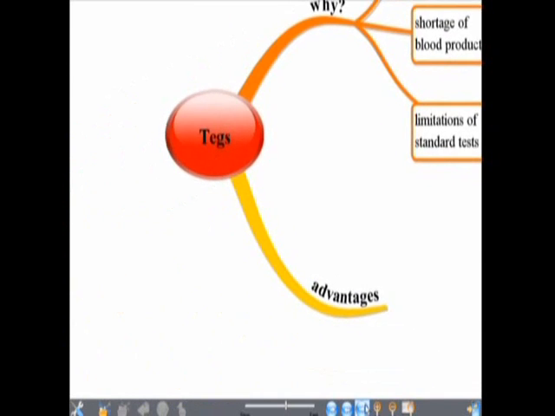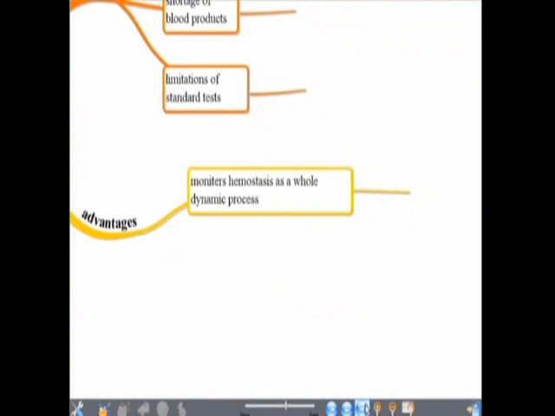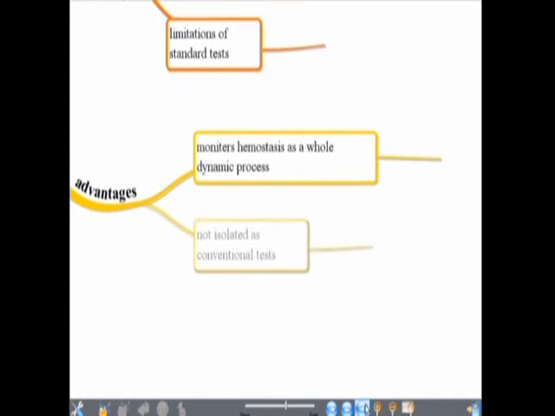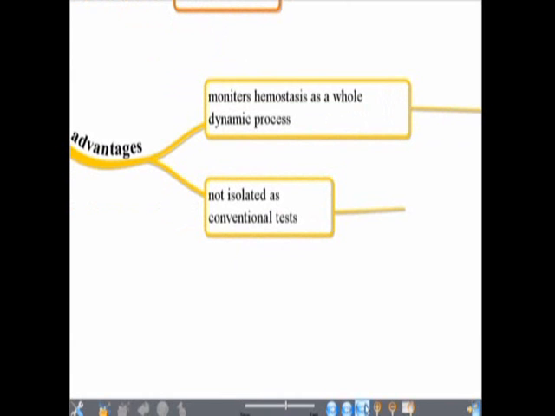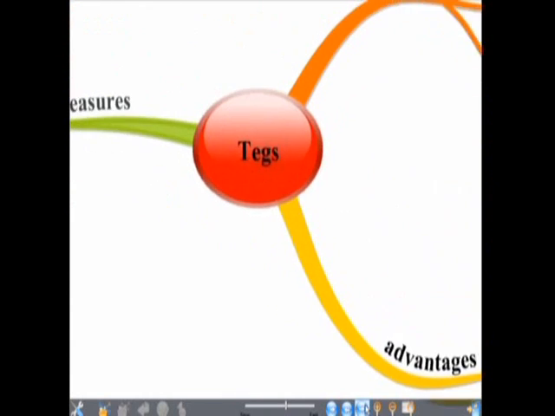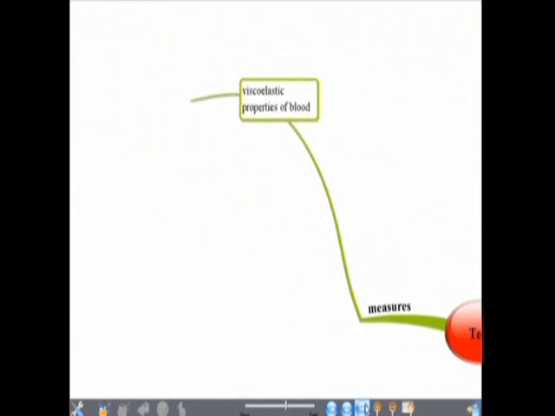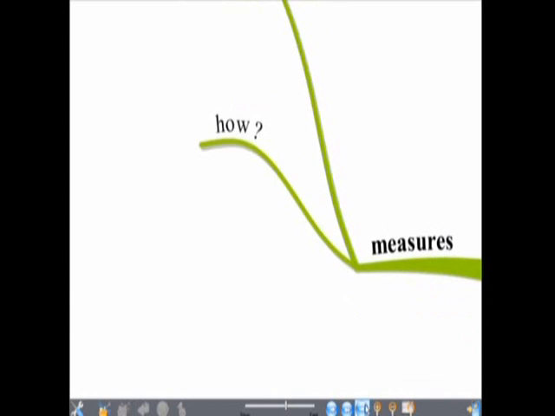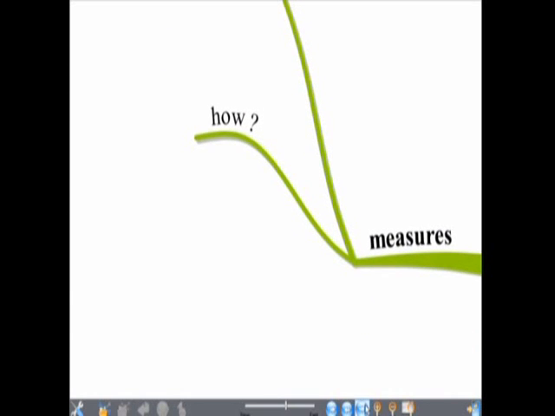So what are the advantages of using TEGs? They monitor hemostasis as a whole dynamic process, not just a static process. They are not isolated like conventional tests. How do we measure them? Well, they measure the viscoelastic properties of the blood. How does the whole process work? Okay, we'll get into that.